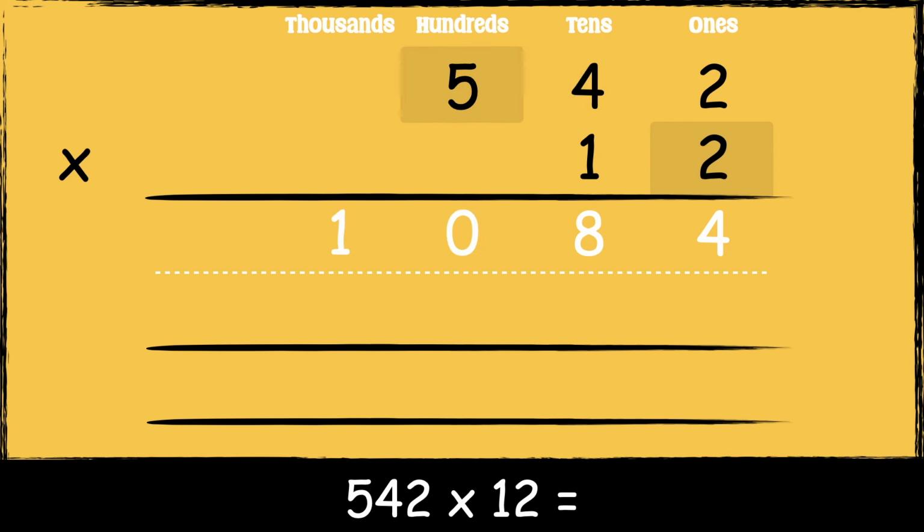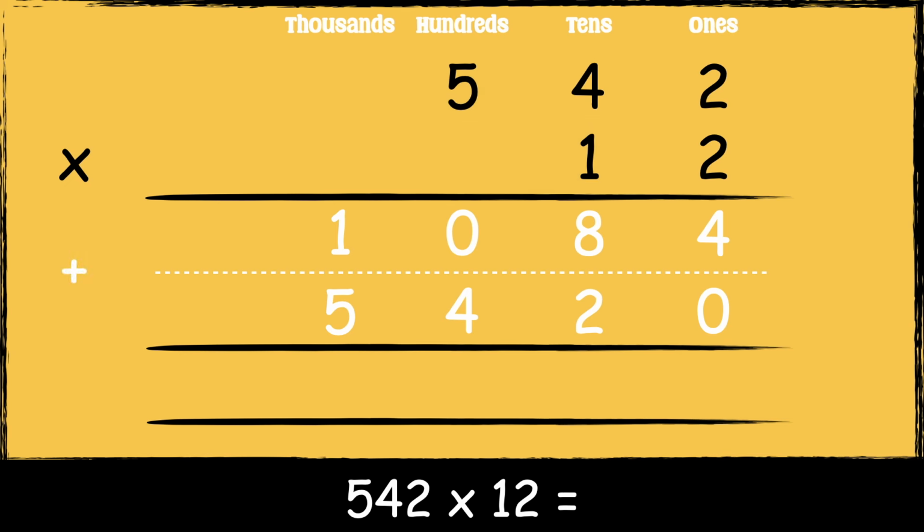Now we can multiply 1 ten by 2 ones. As we're now multiplying the number in the tens column, we need to use 0 as a placeholder in the ones column. So now that we've got 0 as our placeholder, we can multiply 1 ten by 2. 1 times 2 is 2. Now we can multiply 1 ten by 4 tens. 1 times 4 is 4. Now we can multiply 1 ten by 5 hundreds. 1 times 5 is 5.